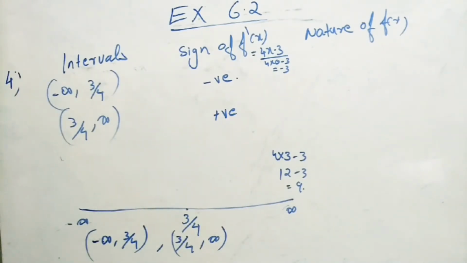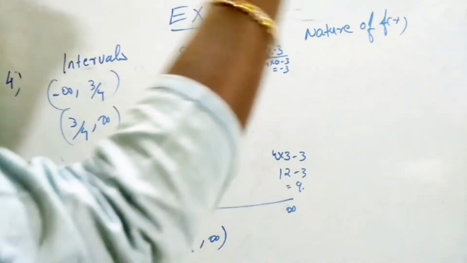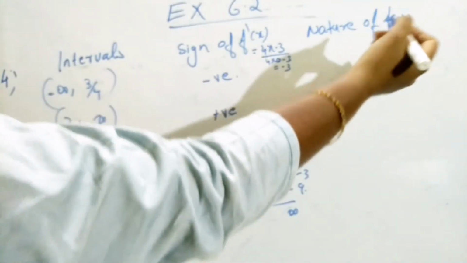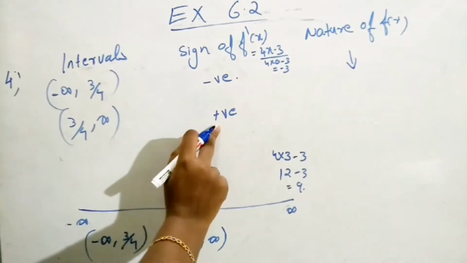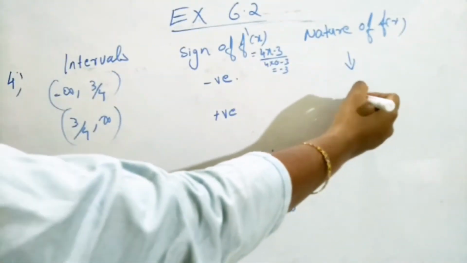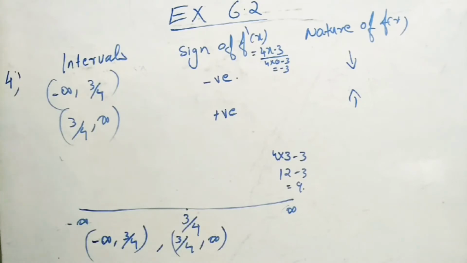So if you want to find out the sign of f dash of x, just take some arbitrary point from the interval, substitute it and check the sign of your f dash of x. So I got it as negative and this one is positive. If f dash of x is negative, then the nature of f of x is decreasing. And if f dash of x is positive, then the function f of x is strictly increasing. So in the interval minus infinity to 3 by 4, the function f of x is decreasing, and in the interval 3 by 4 to infinity, the function f of x is increasing.